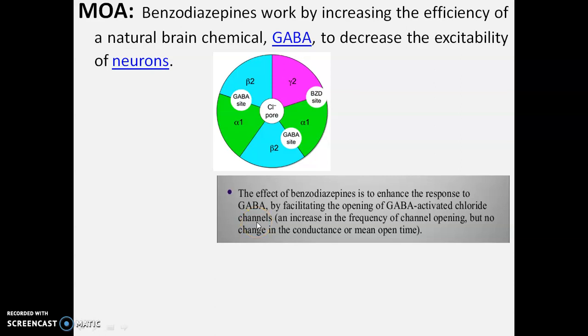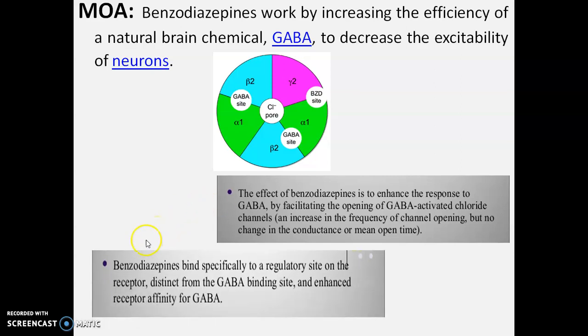So basically, when benzodiazepines bind to the benzodiazepine site, they make allosteric changes on the GABA site and allow the opening of the chloride ion channels. Benzodiazepine binds specifically to a regulatory site on the receptor distinct from the GABA binding site and enhances the receptor affinity for GABA.